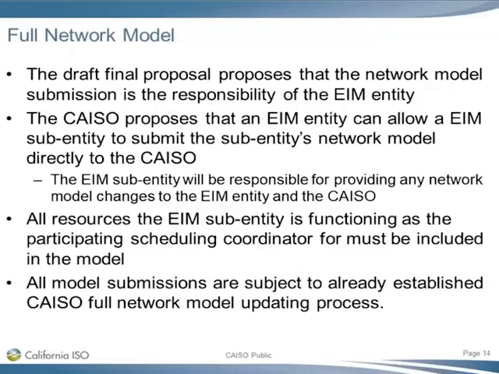Next slide. For the full network model, the draft final proposal proposes that the network model submission remain the responsibility of the EIM entity. We would like to give the EIM entity optionality to allow a subentity to submit its own network model directly to the CAISO. The EIM subentity will be responsible for providing any network model changes to both the EIM entity and the CAISO. All resources the EIM subentity is functioning as the participating scheduling coordinator for must be included in the model.